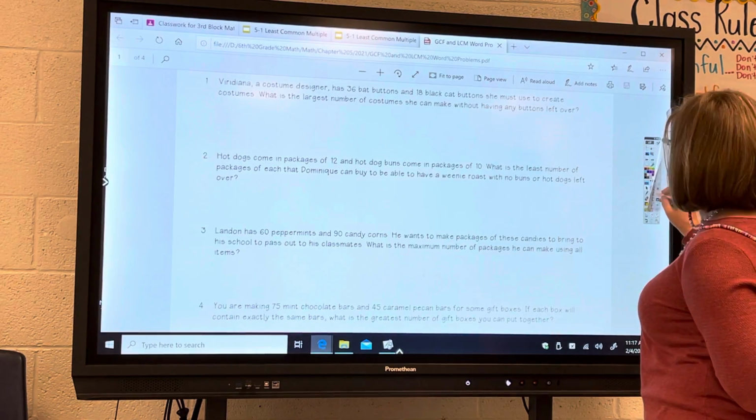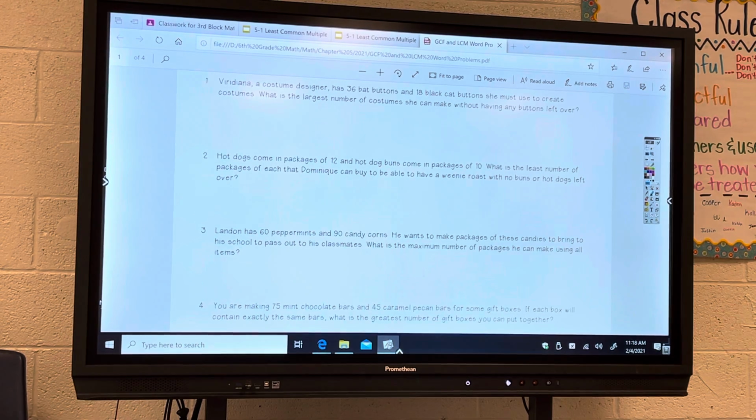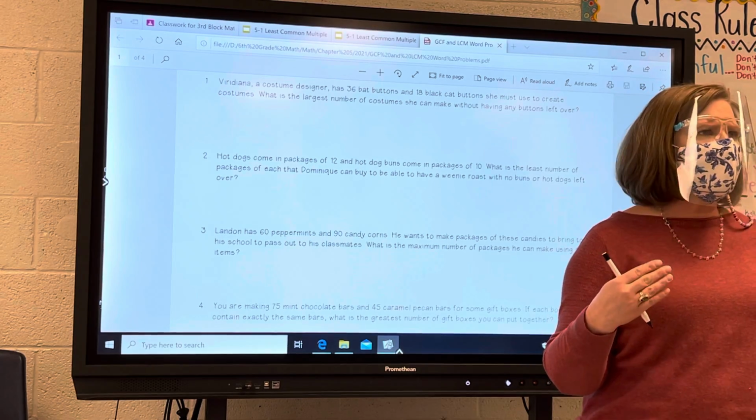Verdiana, a costume designer, has 36 black buttons and 18 black cat buttons she must use to create costumes. What is the largest number of costumes she can make without having any buttons left over? What is the key word here to tell us what we're trying to find?